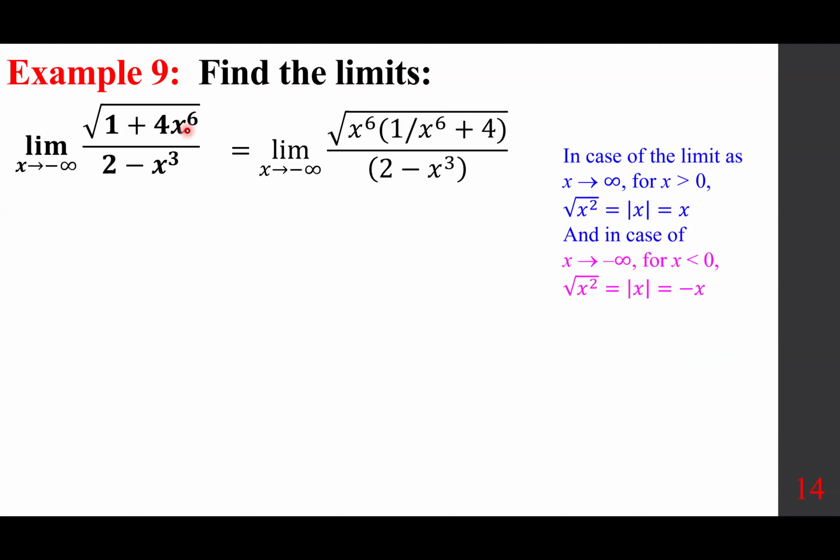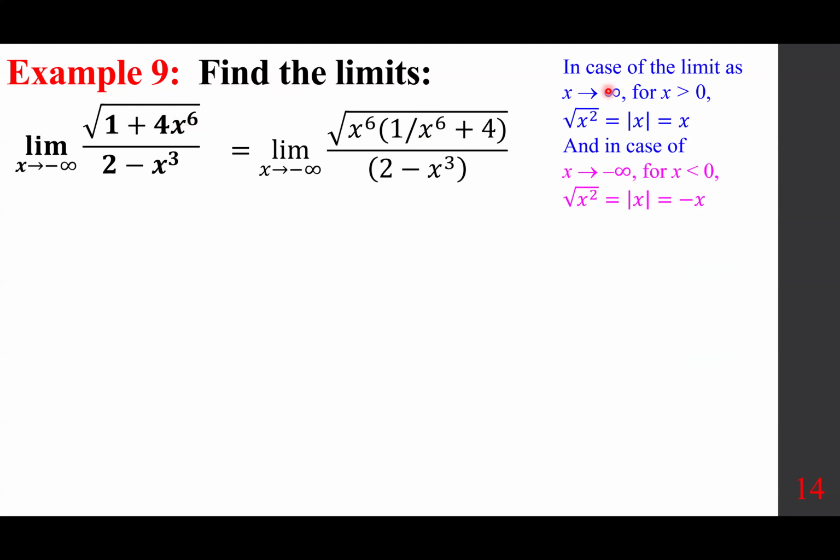Now, recall, in case of a limit as x approaches infinity, the square root of x squared is absolute value of x, and it's x. And in case that x approaches negative infinity, the square root of x squared is absolute value of x, but it's minus x. Please understand, minus x doesn't mean negative, rather it means the opposite of x. And so, if x is approaching infinity, x to the power of 6 comes out as x cubed. But because it's approaching negative infinity, x to the power of 6 comes out as minus x cubed.